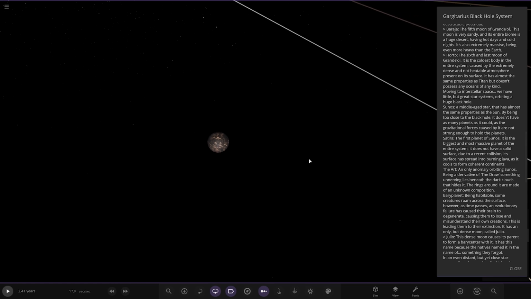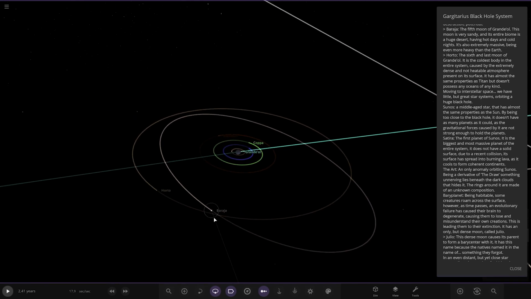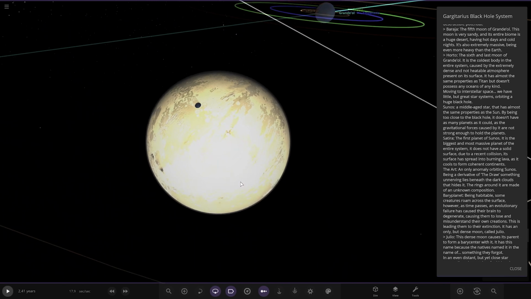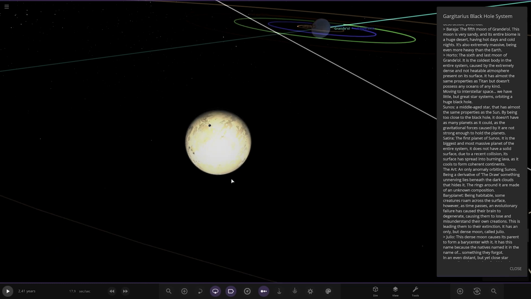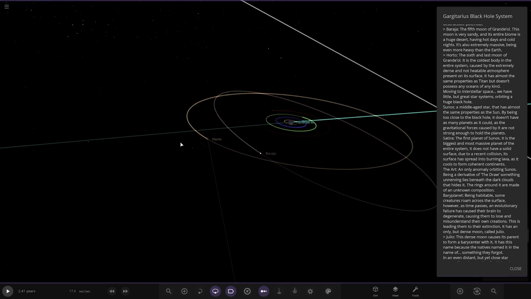Next up we've got Balaja, the fifth moon of Grande. This moon is very sandy and its entire biome is a huge desert, with hot days and cold nights. It's also extremely massive, being even heavier than Earth. Okay, pretty cool.